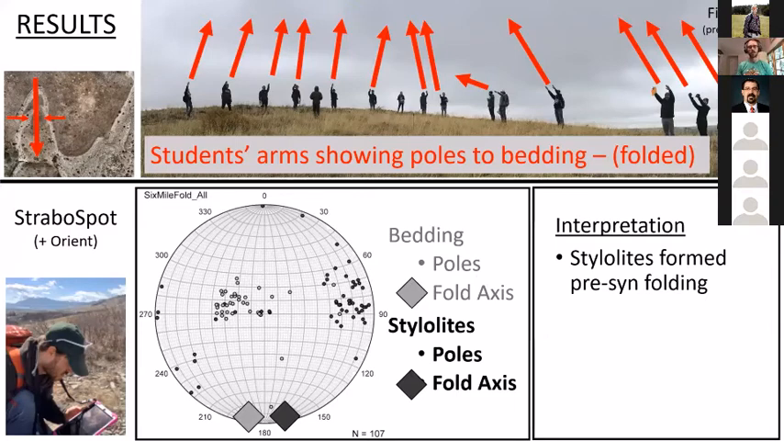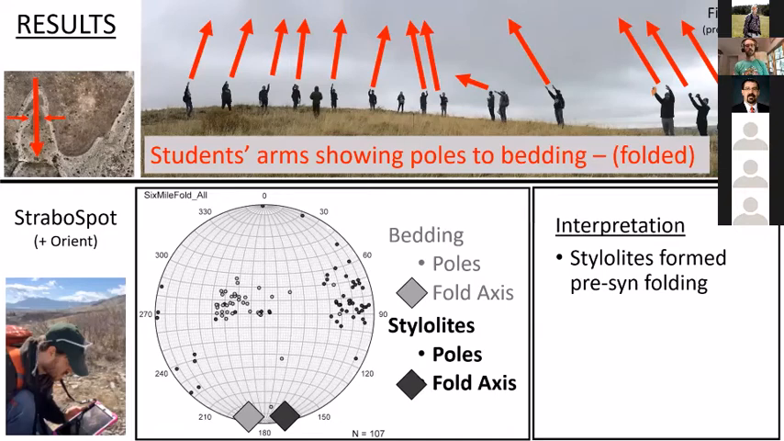What we should all be able to see is that there's a variation, and we could see the fold: the students on the left are on one limb, the middle might be closer to the hinge, and on the right might be on the opposite limb of this fold. So qualitatively in the field, we could see the deformation of this limestone. But then if we wanted to move this into StraboSpot and use the incorporation of Stereonet, and in this case I used Orient software, we were able to come up with some interesting results.